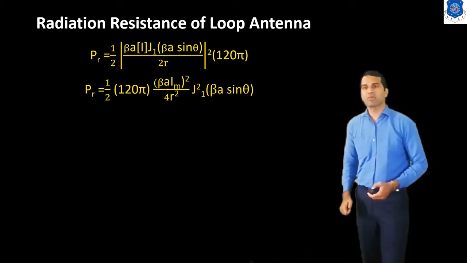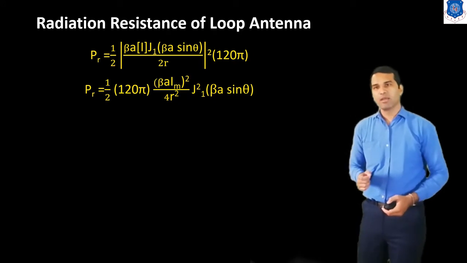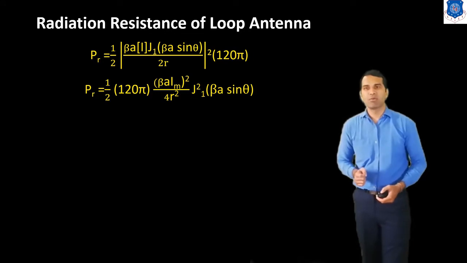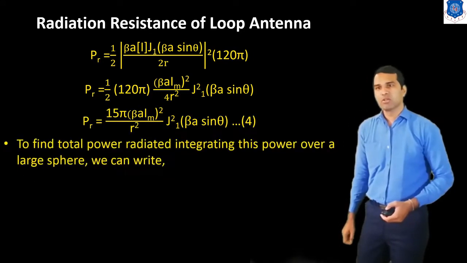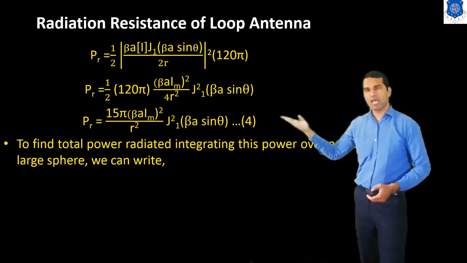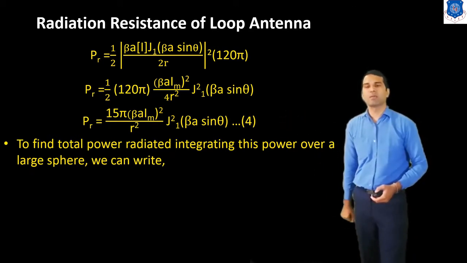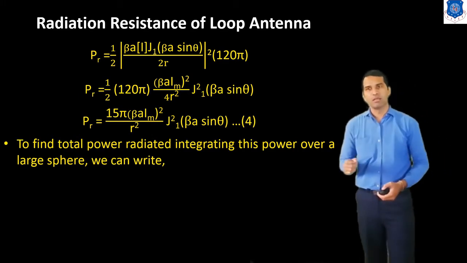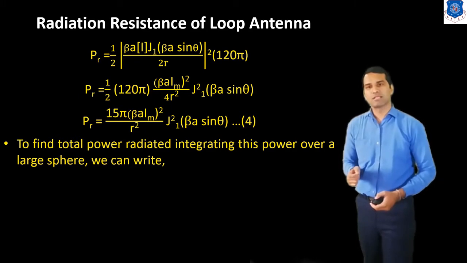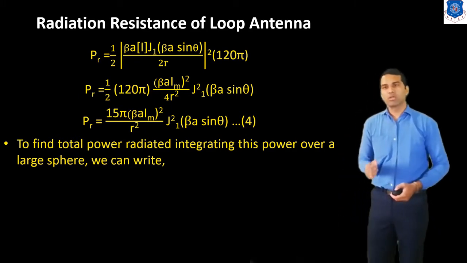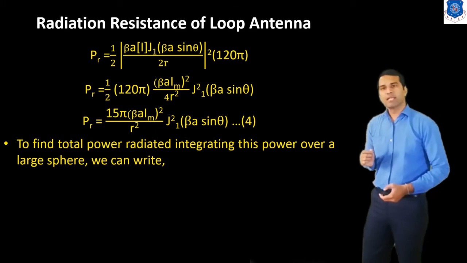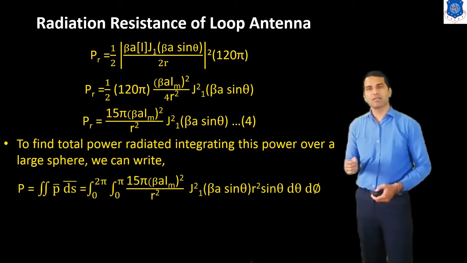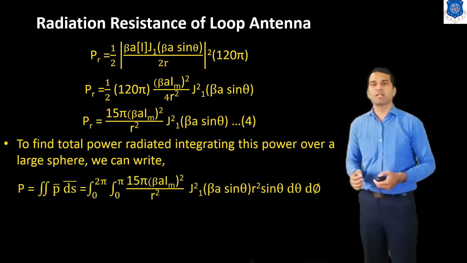So now we solve this equation. We can write 1 by 2 into 120 pi beta A Im square upon 4 R square and J1 square of beta A sin theta. When we simplify this equation, we get PR is equal to 15 pi beta A Im upon R square J1 square beta A sin theta. To find the total power radiated, integrate this power over a large sphere.